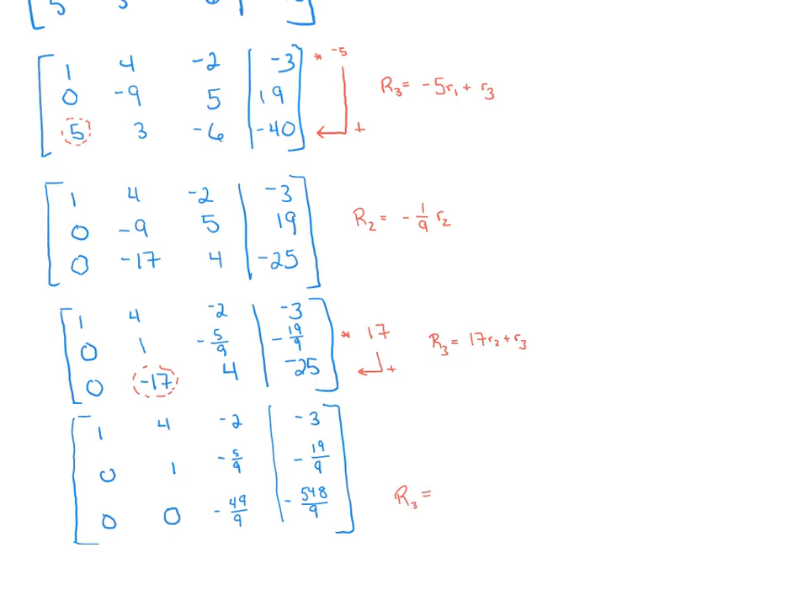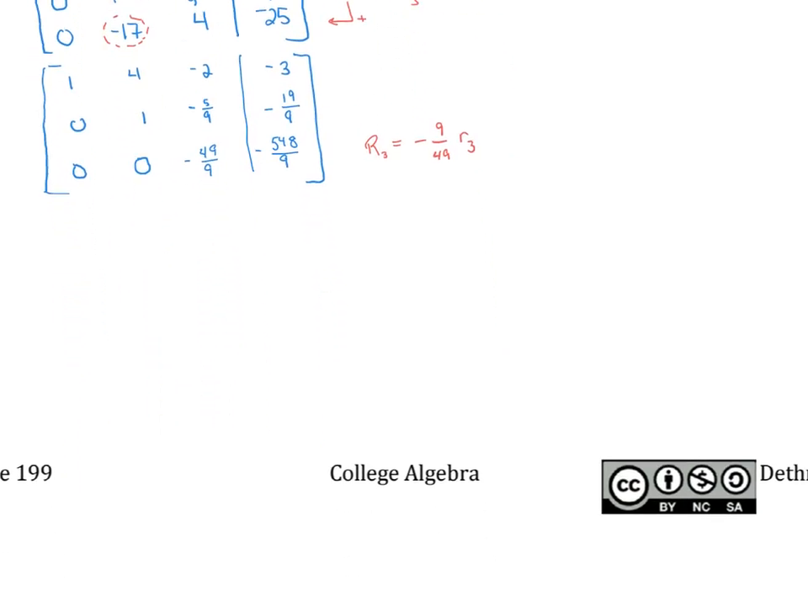Now we can take row 3 and we're going to replace it because we want a 1 here. I can multiply by the reciprocal. So let's multiply by -9 over 49. So the top two rows don't change.